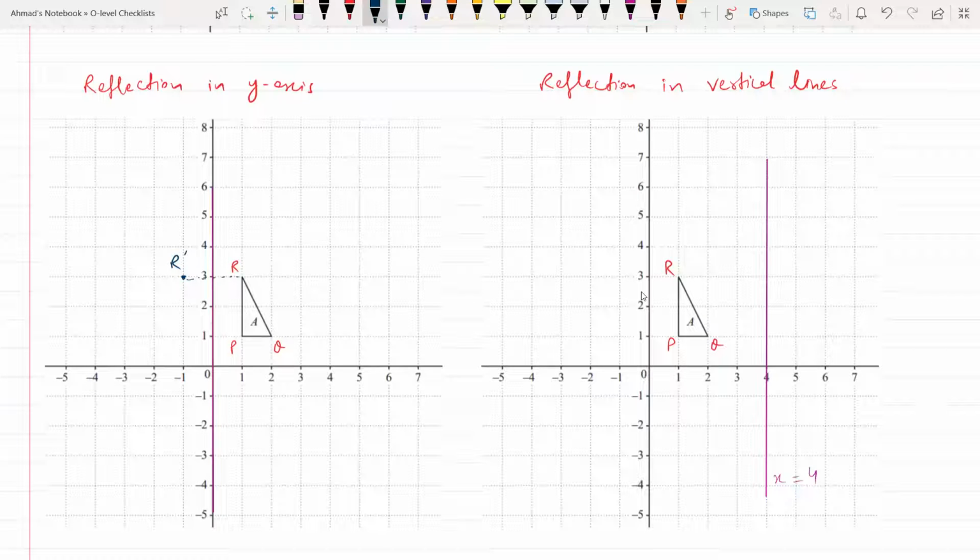Okay. Similarly for P is also one box on the right. So you go one box on the left side. On the other side of the line of reflection, that's going to be your P dash. And then Q is 2 units on the right. So you go 2 units left, and that's your point Q dash here. And your triangle looks something like this. Okay. Now this applies for any vertical line of reflection.